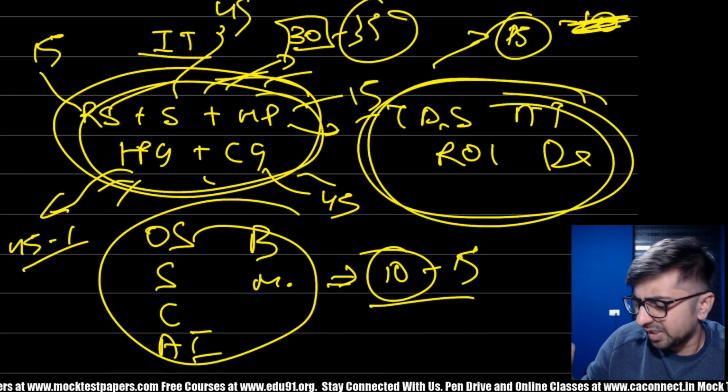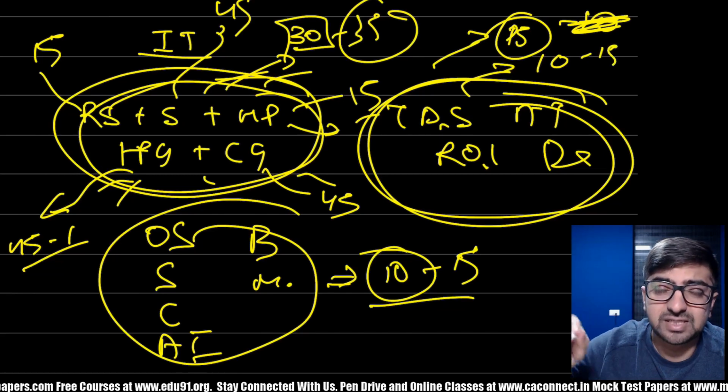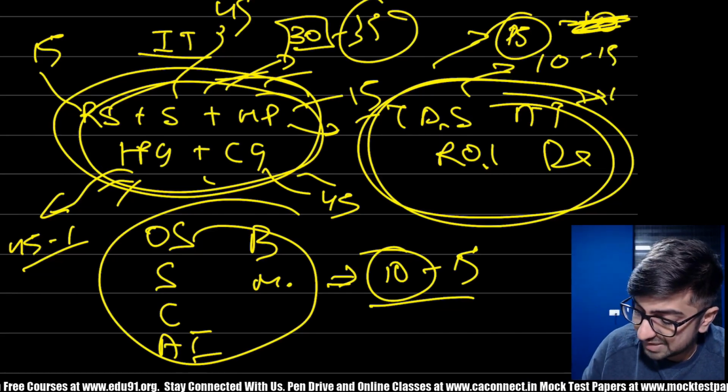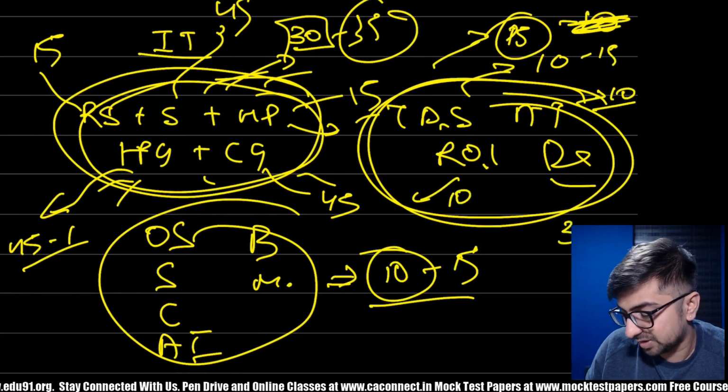Then coming to TDS, return of income, advance tax and deduction. TDS is a 10 to 15 minutes chapter. You can revise it from the practice manual. Advance tax, guys, 10 minutes, not more than 10 minutes. Return of income 10 minutes. Deduction you should give approximately 30 minutes.